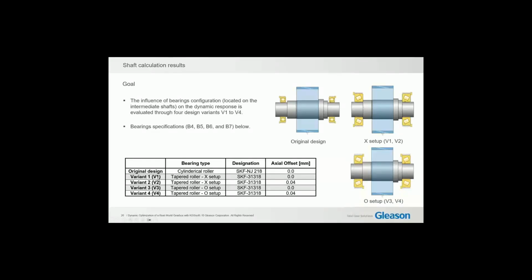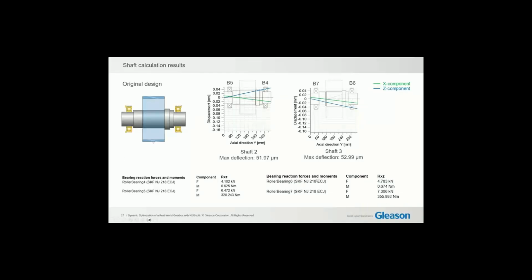The difference between variant 1 and variant 2 is that for variant 1 there is no axial offset considered, but for variant 2 we have axial offset. Then we deal with variant 3 and 4. They also have taper roller bearings, but instead of X setup we consider O setup, and again we have 0 or a defined value for axial offset. So the distinction between all variants simply comes from the bearings and the amount of axial offset which is considered.